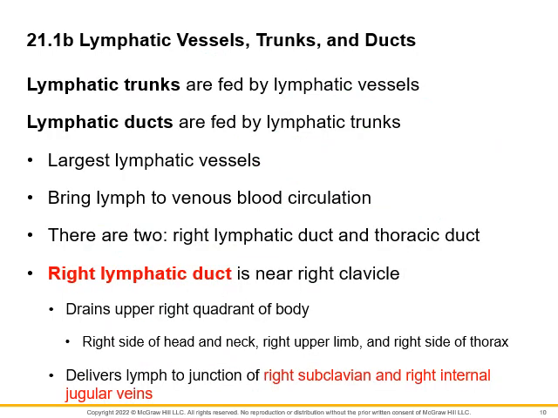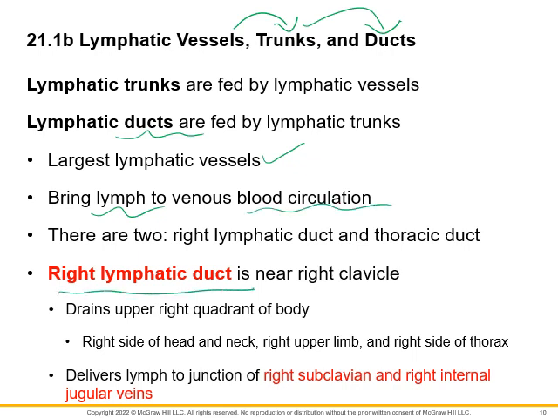So we can see that lymphatic vessels are going to drain into trunks, and trunks are going to drain into ducts. The largest lymphatic vessel is the lymphatic duct. It's going to bring lymph to the venous blood circulation. There's a right lymphatic duct, and it's going to drain the right quadrant of the body, the right side of the head, the neck, the right upper limb, the right side of the chest. It's going to deliver the lymph to a junction at the right subclavian and the right internal jugular vein.